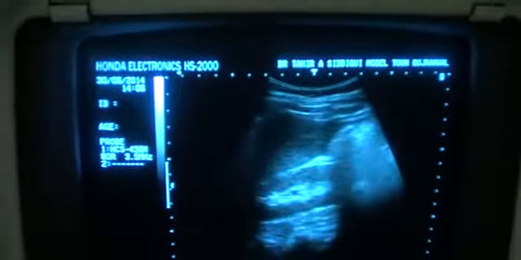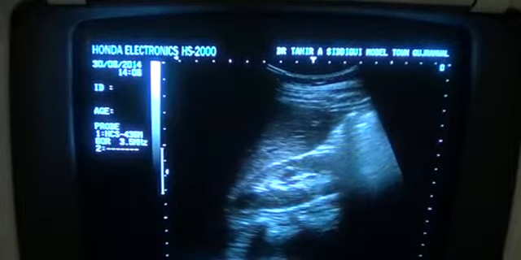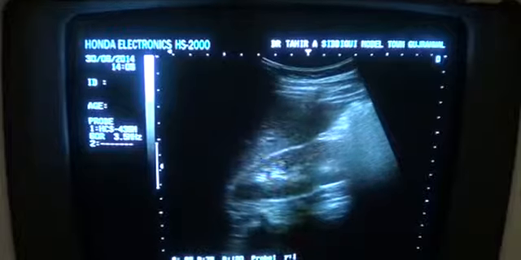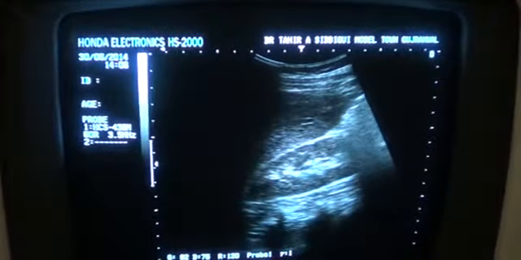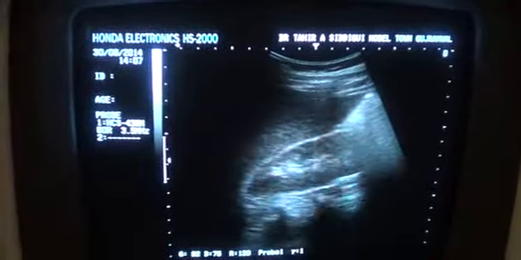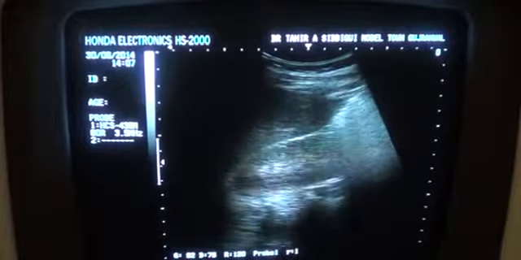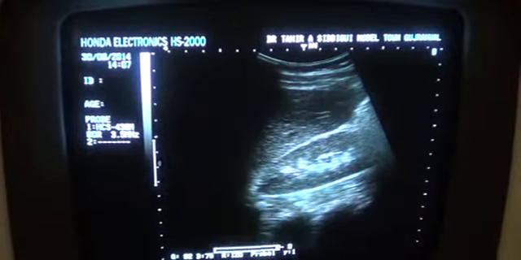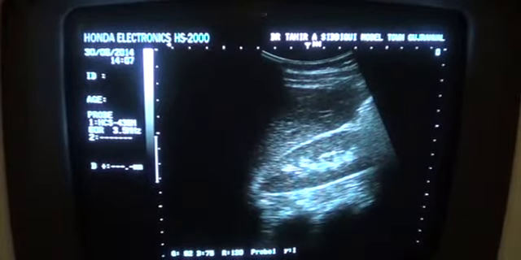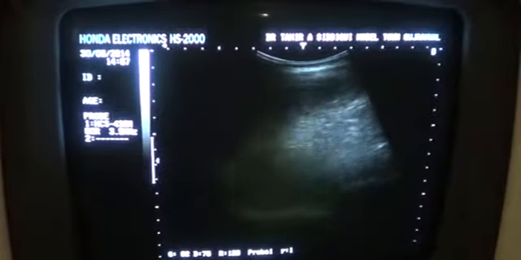This is an ultrasound study of a 23-year-old female student presenting with a history of hematuria. This is the right kidney, which is showing normalcy. Nothing wrong. Now I'm going to go straight to the left kidney.